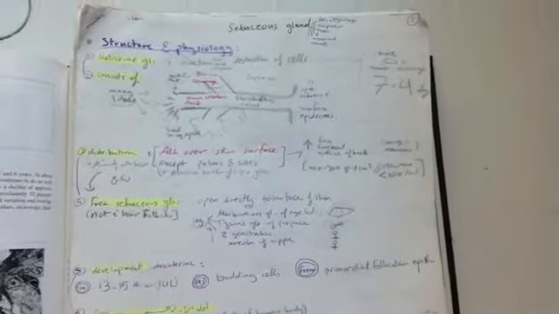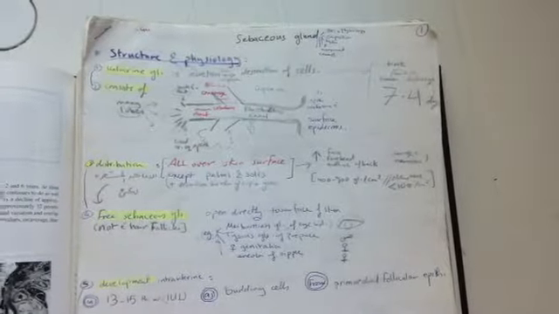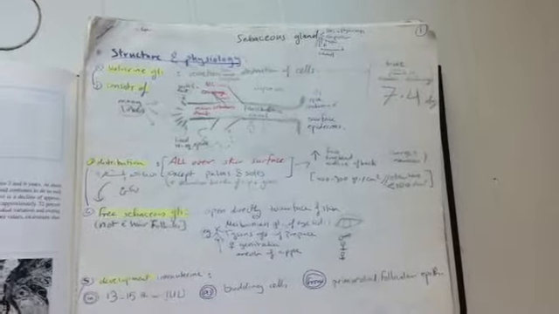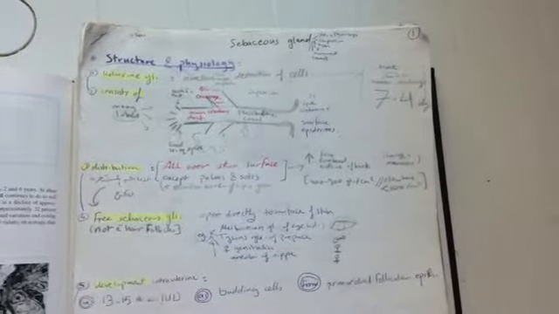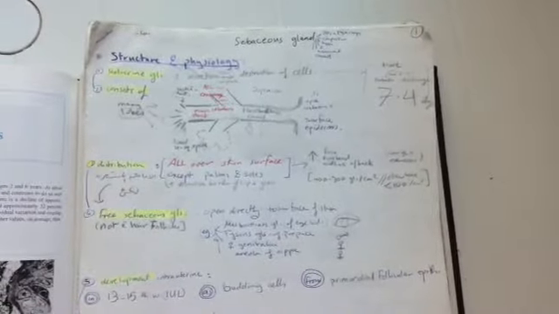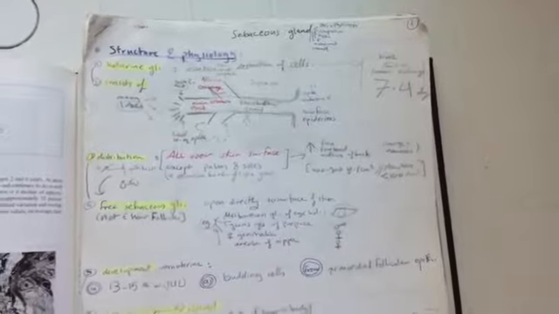The free sebaceous glands are not associated with a hair follicle. They open directly into the surface of the skin. Examples: meibomian glands of the eyelids, Tyson's glands of the prepuce and female genitalia, and areola and nipple. These are free sebaceous glands.